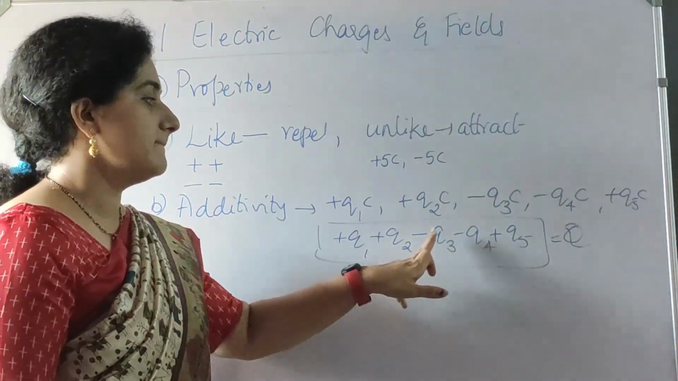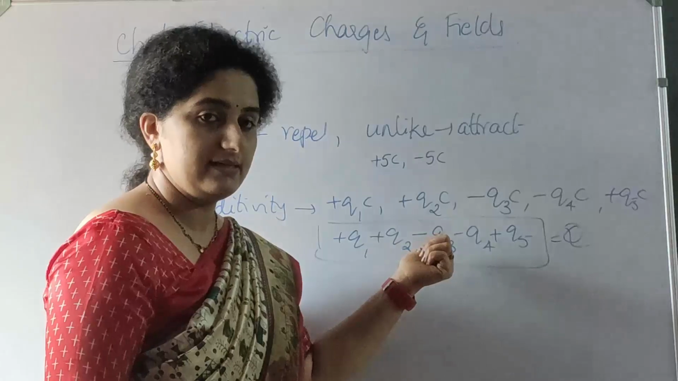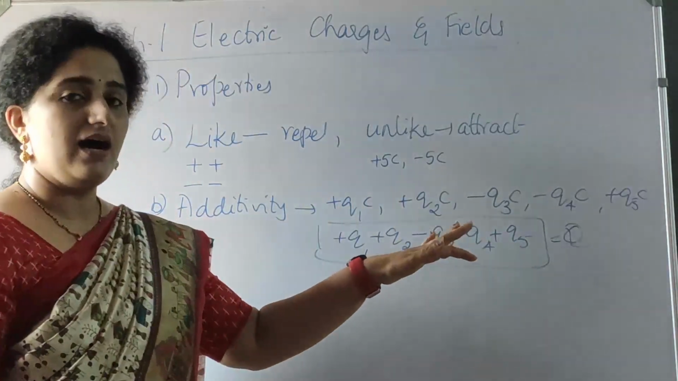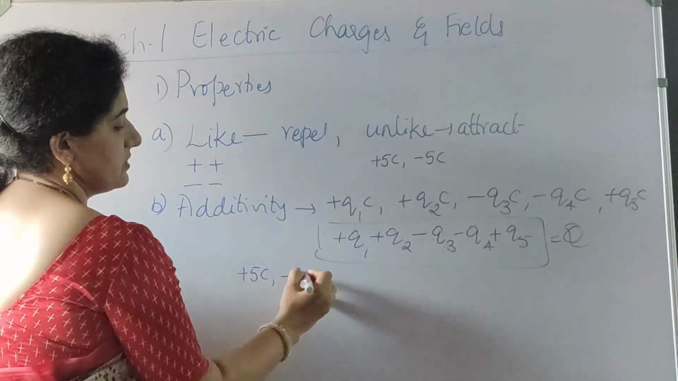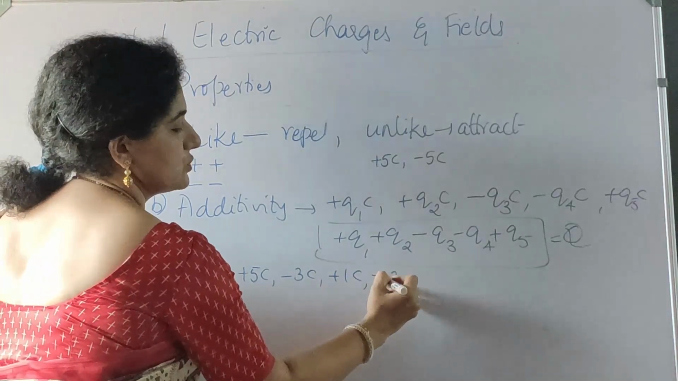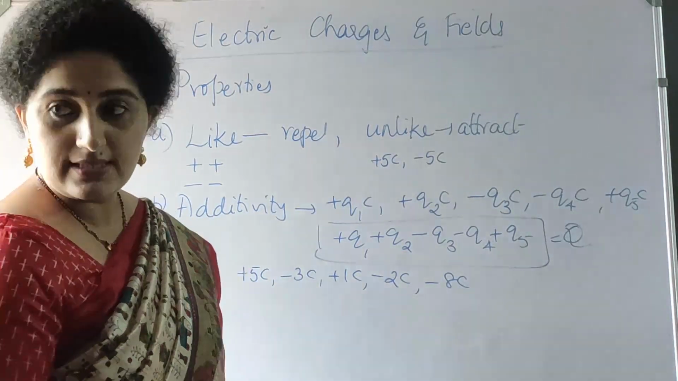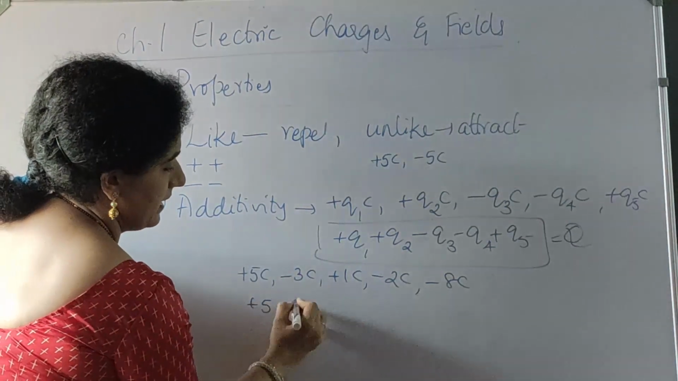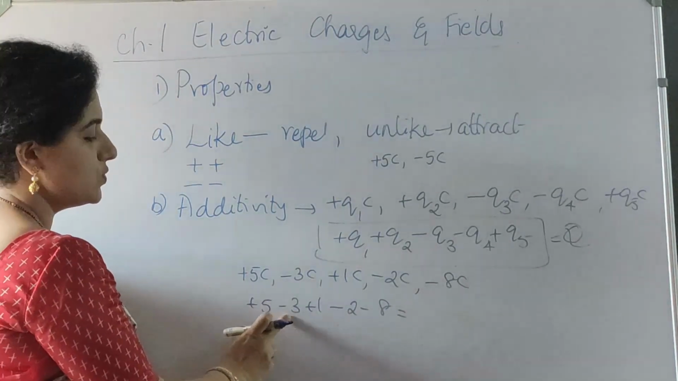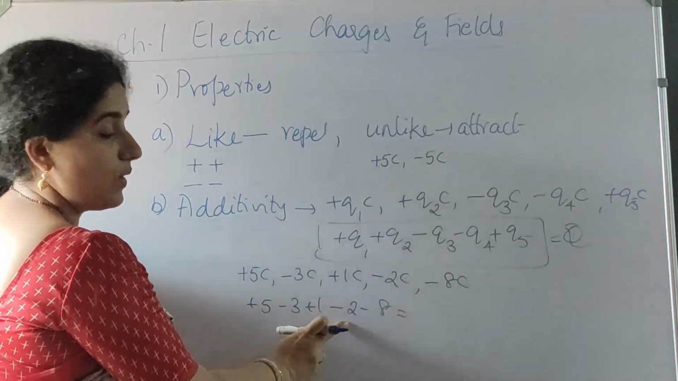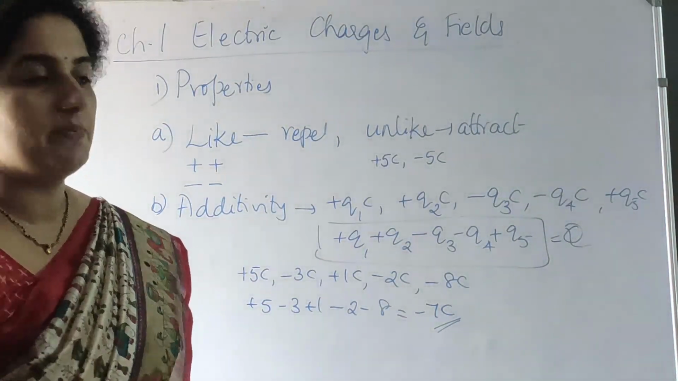You have to consider the minus sign also because it might be an electron. If it is an electron, you have to consider the sign. So signs are taken into consideration. For example, if I have plus 5 Coulomb, minus 3 Coulomb, plus 1 Coulomb, minus 2, minus 8 Coulomb, what is the total charge present in the system? You just add plus 5 minus 3 plus 1 minus 2 minus 8. So 5 minus 3 is 2, 2 plus 1 is 3, 3 minus 2 is 1, 1 minus 8 is minus 7 Coulomb. This is the total charge present in the system.